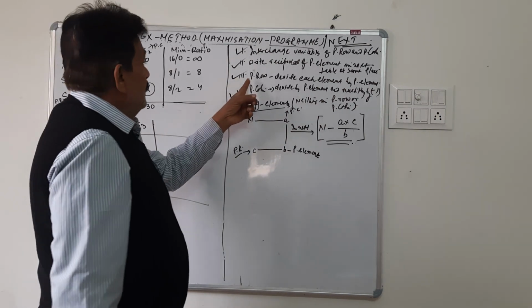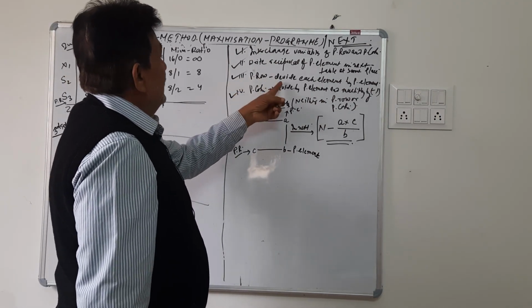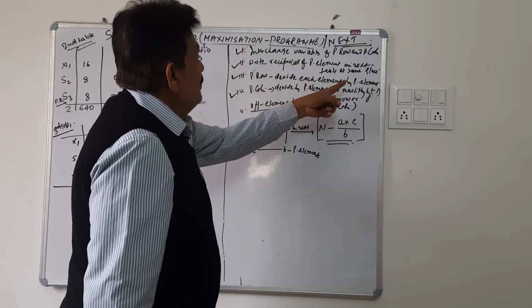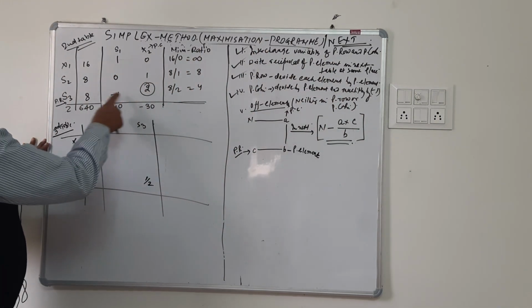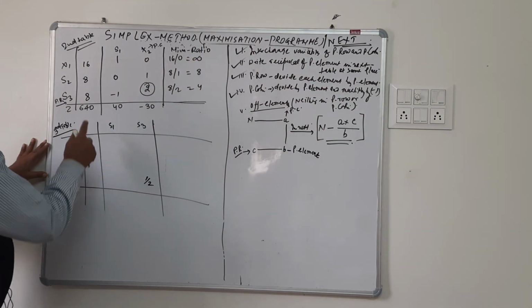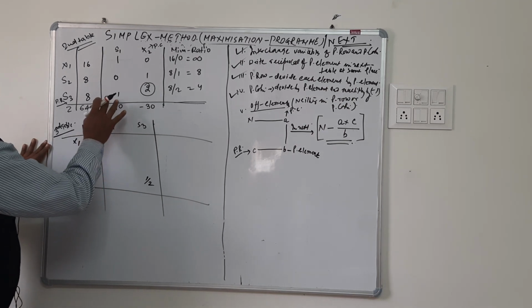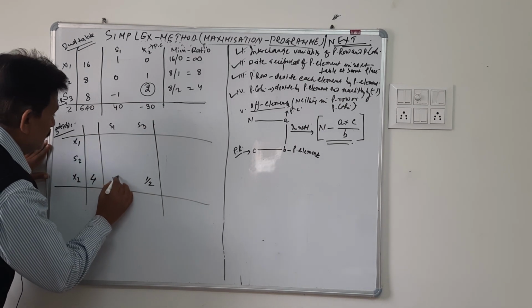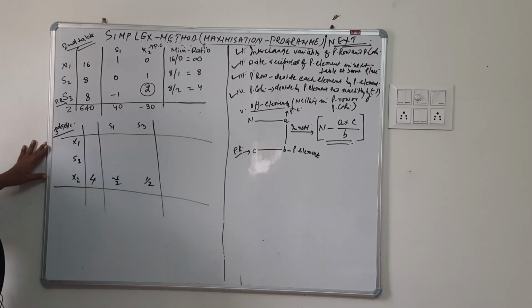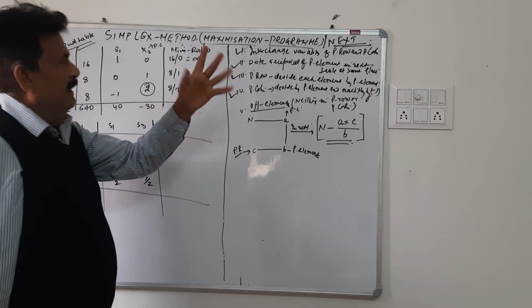Right. Now we have to do the work for the pivot row. This says to divide each element by the pivot element. Divide each element by the pivot element. So 8 by 2 is 4, and minus 1 by 2. The pivot row, we have done it.